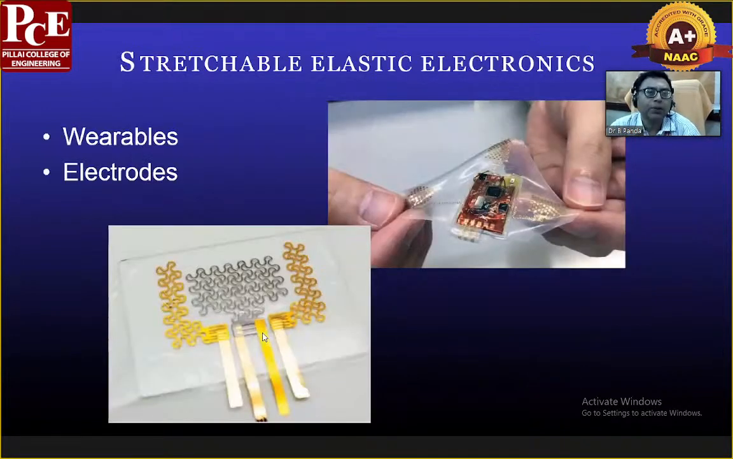Apart from that, people are talking about stretchable, elastic electronics, where very soon you can find that the mobile phone you are carrying can be folded like a visiting card. This future technology is all about polymers.